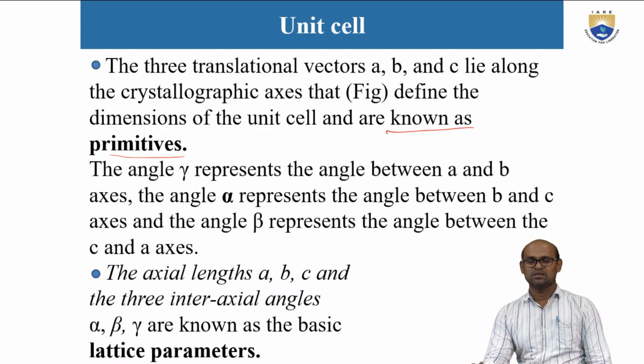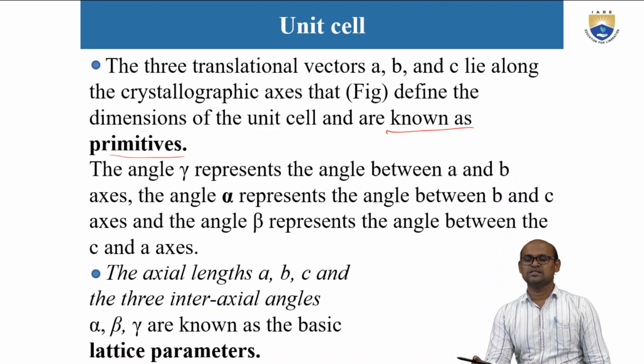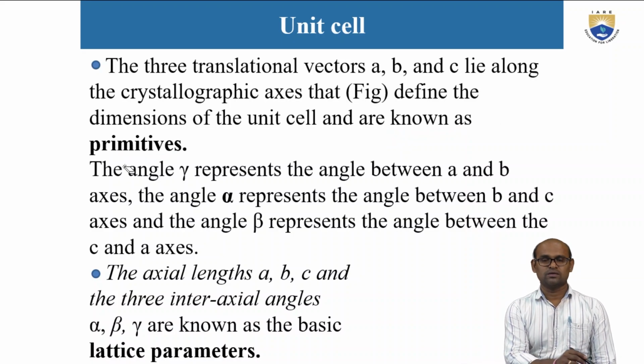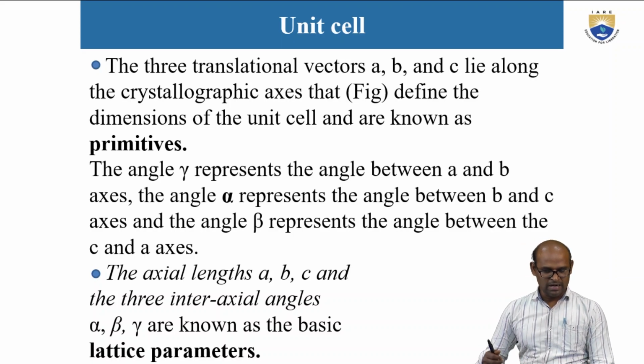What is the length of this or the distance between two lattice points? Okay, so ABC will tell us the length or distance between 2 points along x, y, z directions, and these translation vectors are called as primitives. The angle gamma represents the angle between A and B axis, and the angle alpha represents the angle between B and C axis, and angle beta represents the angle between C and A axis.